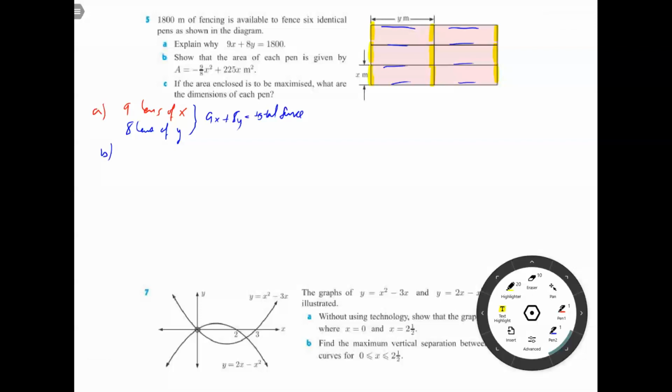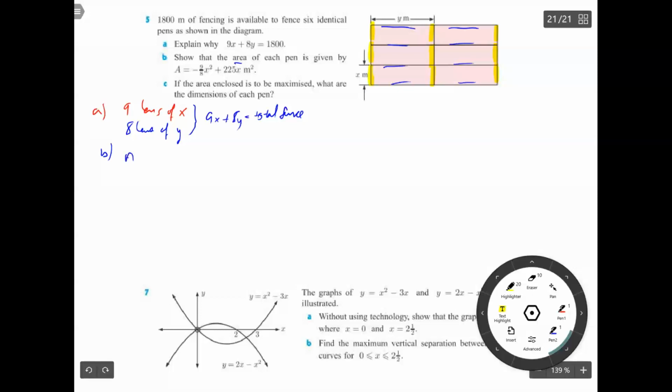B. Show that the area of each pen is given by A equals, and then that terrible expression there. Okay, so we remember that whenever you do one of these optimization problems, you need 2 equations. And normally the equations for spatial problems would be perimeter, volume, or area. And in this case, we're talking about a 2-dimensional thing, so we're not going to do volume. So the other equation must have to do with area. And yes, indeed, they do ask us what the area is.